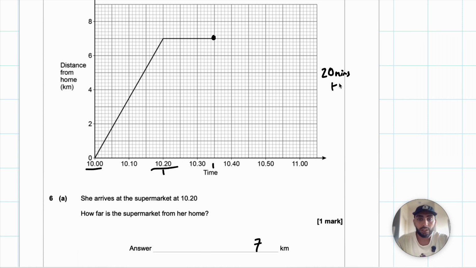We need to add 3 minutes onto that. So altogether, it's going to take her 23 minutes to get back. She's leaving at 10:35. If we add 23 minutes to that, we're going to arrive back home at 10:58. So we need it to finish over here. I'm just going to connect those two lines with a straight line. So use a ruler and a pencil for that question.